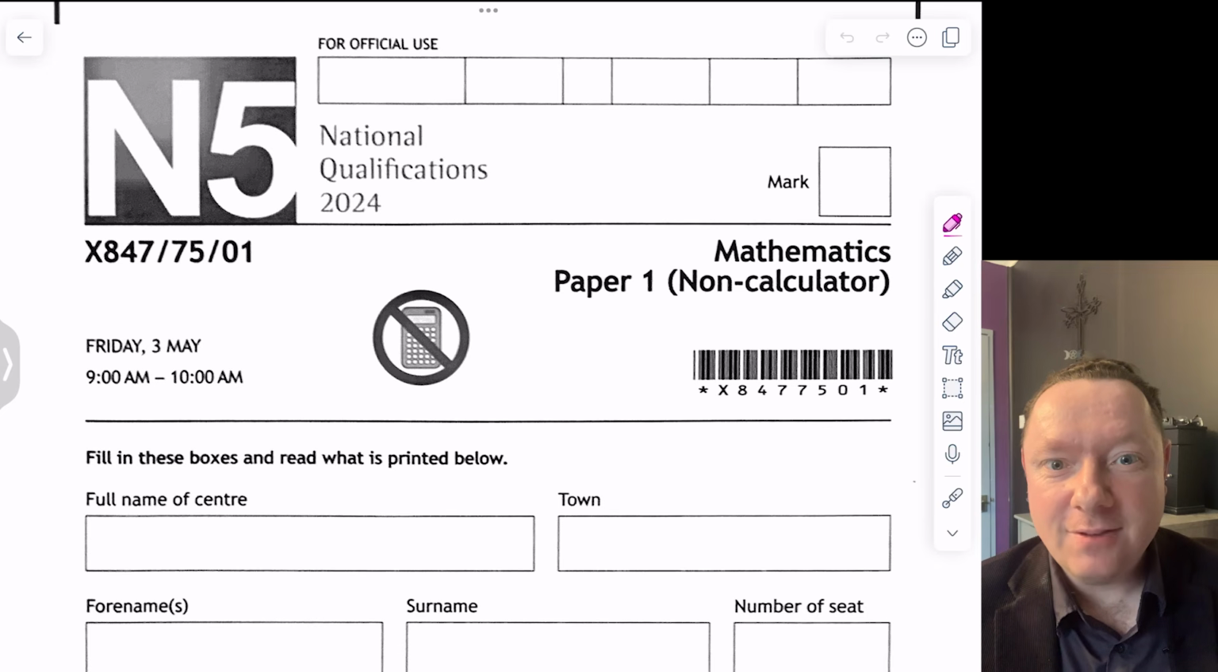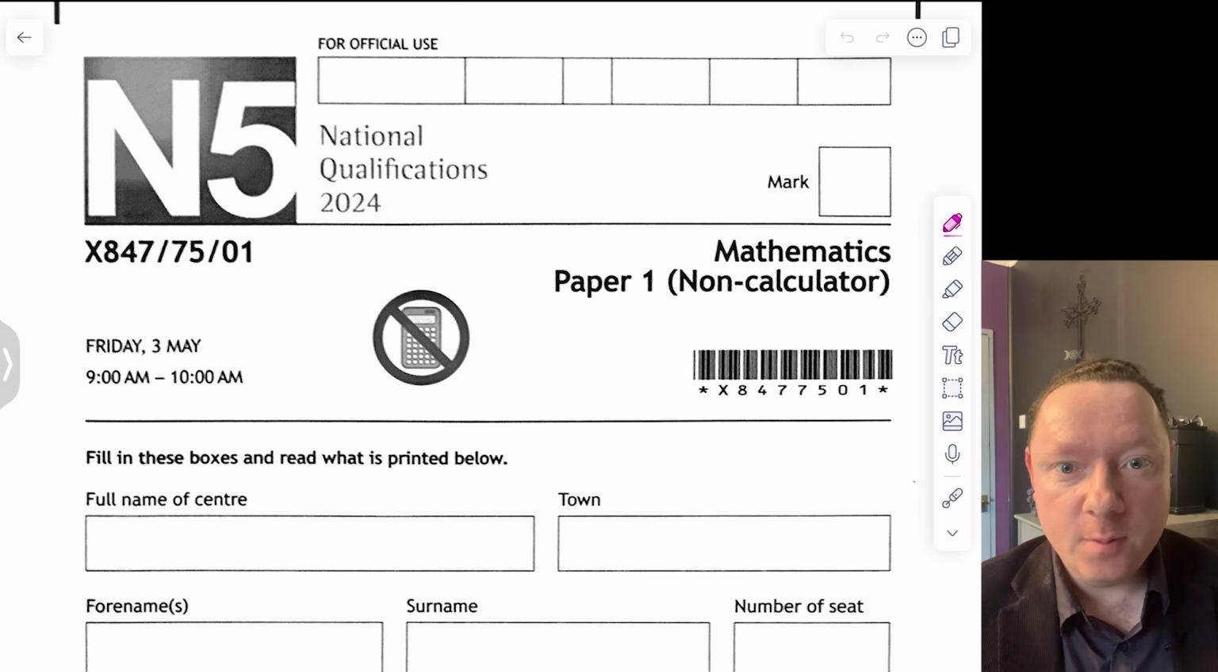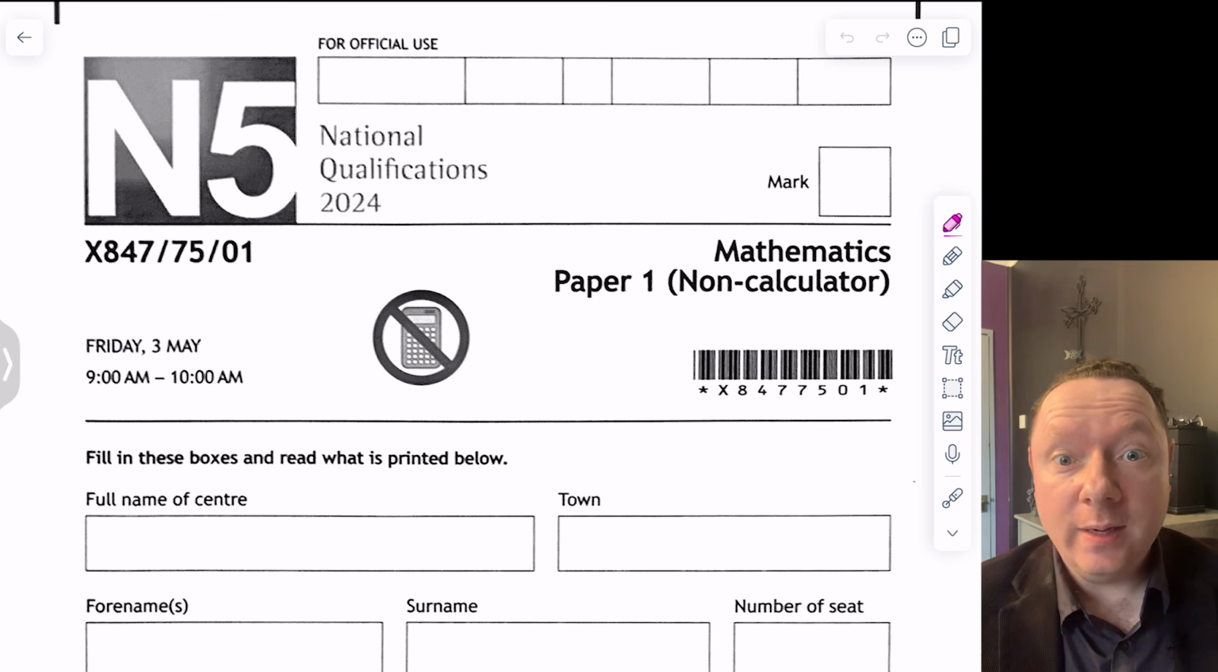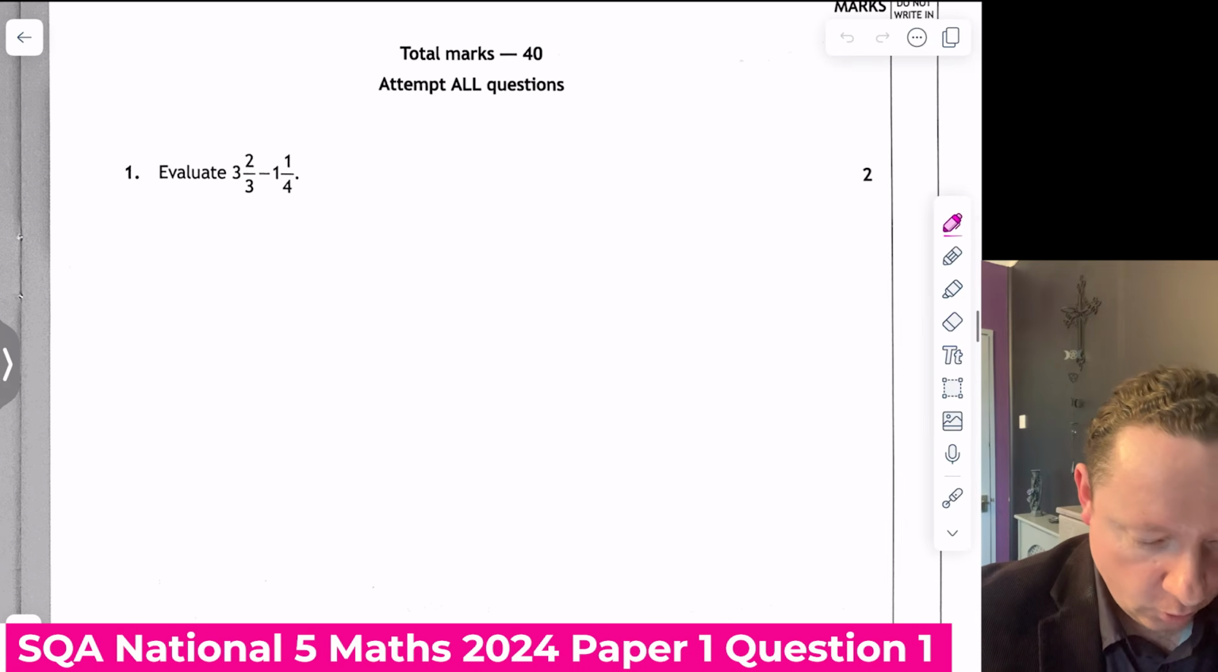SQA National 5 Maths 2024 Paper 1 Full Solutions. You did it today probably or yesterday. And this is the official SQA 2024 National 5 Paper 1. Let's go. Out of all 40 marks it says.